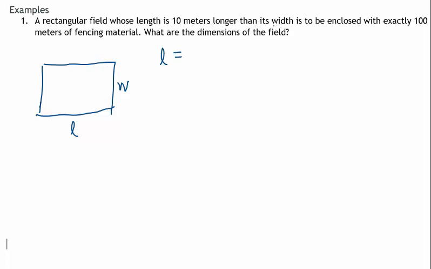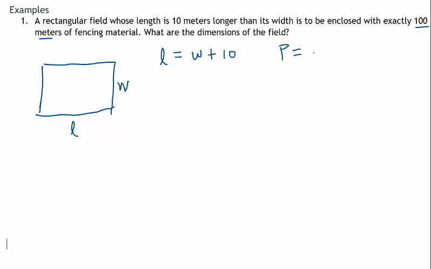Okay, so 10 meters longer, that means it's greater. It's greater by 10, so we're just going to have the width plus 10 will equal the length. And we also are given how much material to enclose the entire rectangular field, which is 100 meters. So we're going to think the perimeter, which is the distance around the rectangle, is what we need to write.